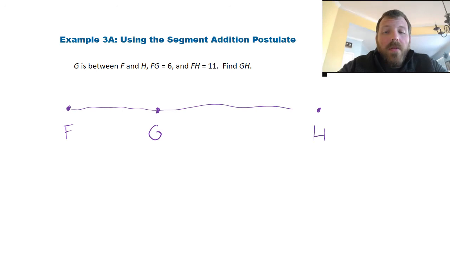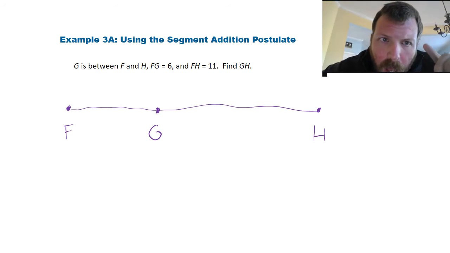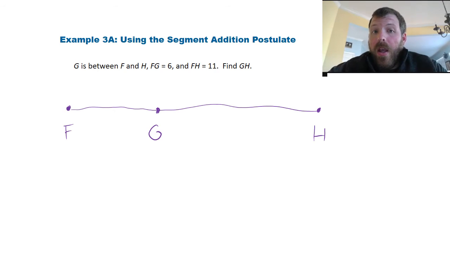I'm going to draw my segments. Okay, now I know that G is between F and H. I also know that FG is 6. So let's just label that.